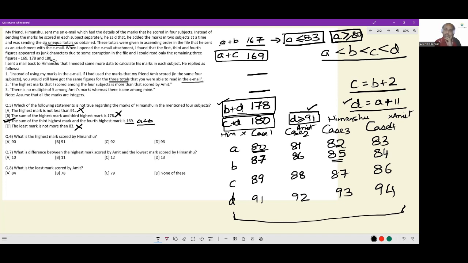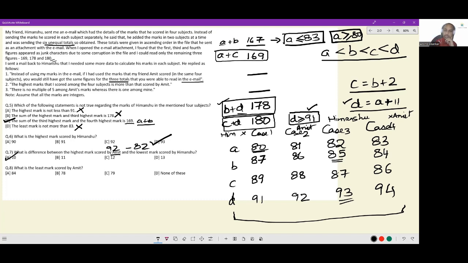Next, what is the highest mark scored by Himanshu? For Himanshu, the highest mark scored was 93. So option D. What is the difference between the highest mark scored by Amit and the lowest mark scored by Himanshu? Amit's highest mark is 92. Himanshu's lowest mark is 82. So 92 minus 82, the answer is 10.